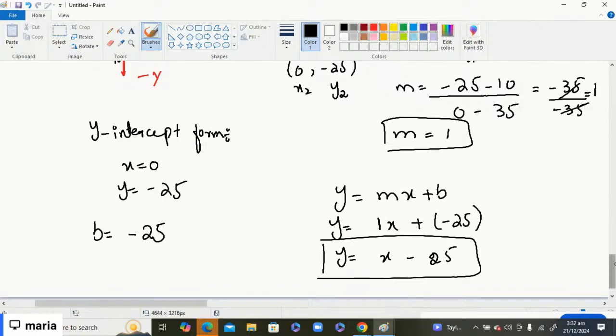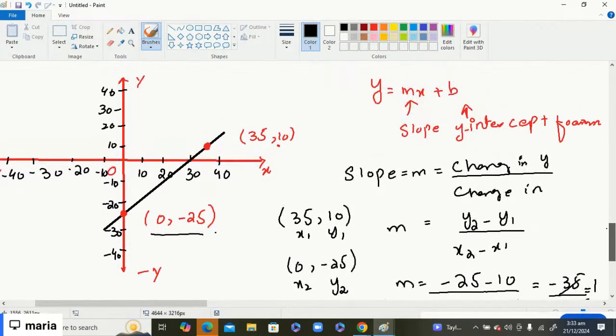Understand the points. These are the points that we are going to take. First of all, we draw the graph, and having the 2 points there, we take the 2 points over the graph. The one point we take is 0 and minus 25. Why are we taking the 0 point? Because it is easy to find the intercepts. And the second point we take is 35 and 10.